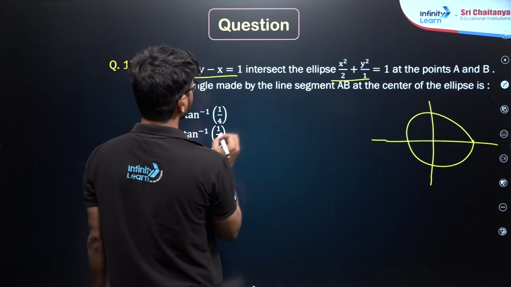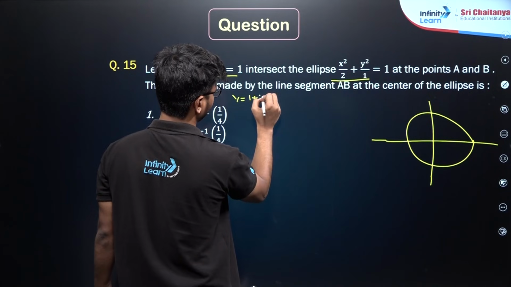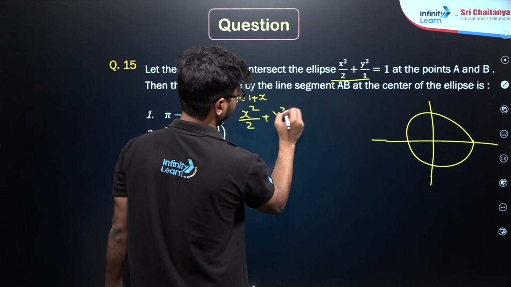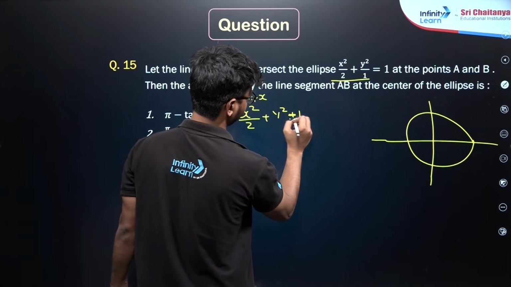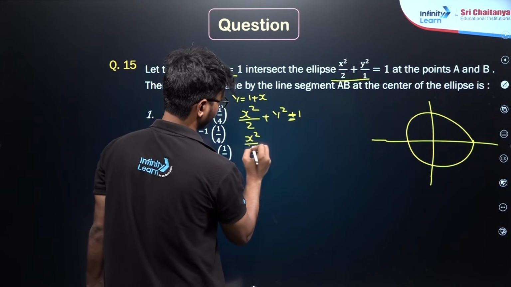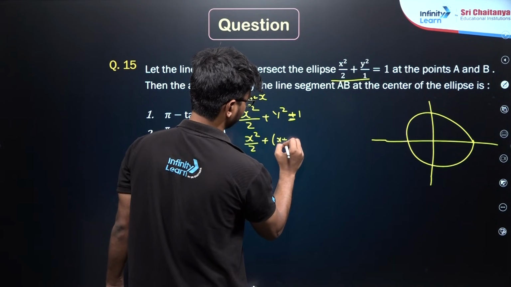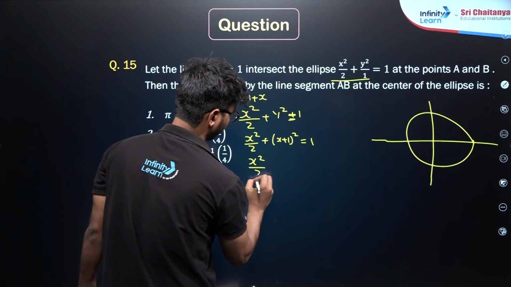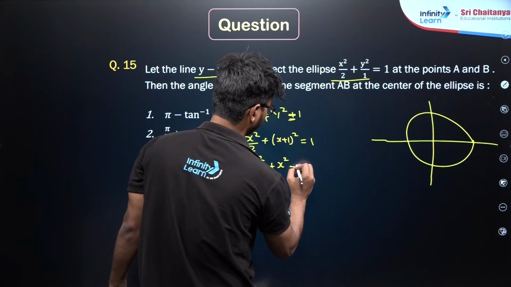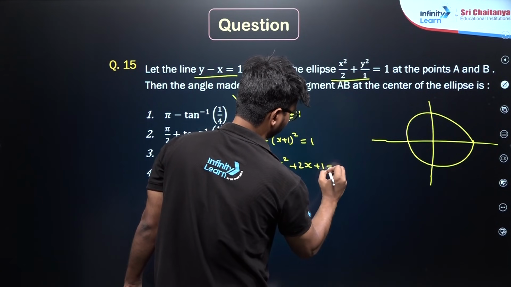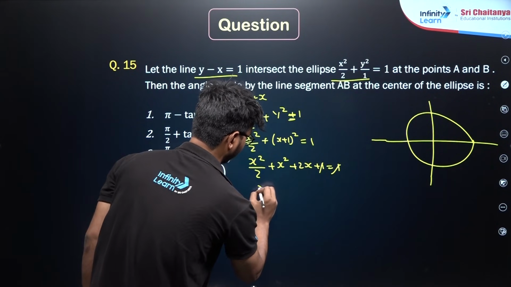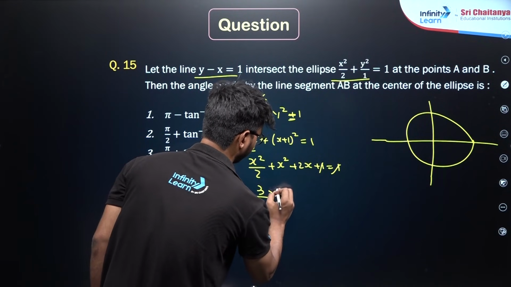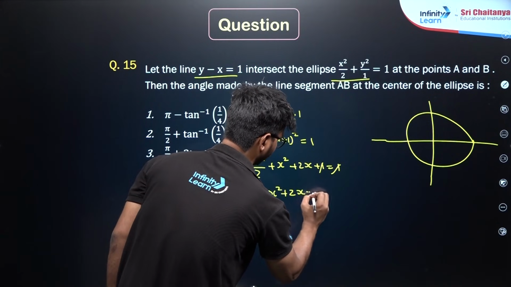And I can write this as y is equal to 1 plus x. Correct. And to find the intersection point, I am just substituting into the ellipse equation, x square by 2 plus y square equals 1. So I am going to have x square by 2 plus x plus 1 the whole square equals 1. So it will be x square by 2 plus x square plus 2x plus 1 equals 1. 1 and 1 get cancelled. So finally we are having 1 plus 1 by 2 is 3 by 2 x square plus 2x equals 0.